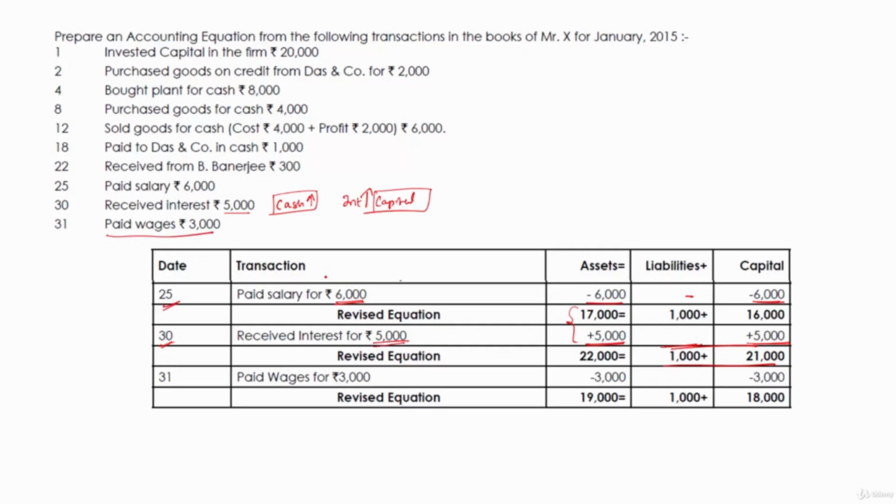Next, paid wages 3,000. So when we pay wages, what happens? Cash will go down and it will impact the profit, so capital will also come down. So asset will reduce by 3,000. Look at here, 31st, paid wages for 3,000, asset will be reduced by 3,000, liabilities no effect, capital will also get reduced by 3,000. So the revised equation is 22 minus 3, 19,000. This 1,000 remains unaltered. 21,000 minus 3,000, 18,000. So here again 19,000 on the right hand side, 19,000 on the left hand side, accounting equation is maintained.